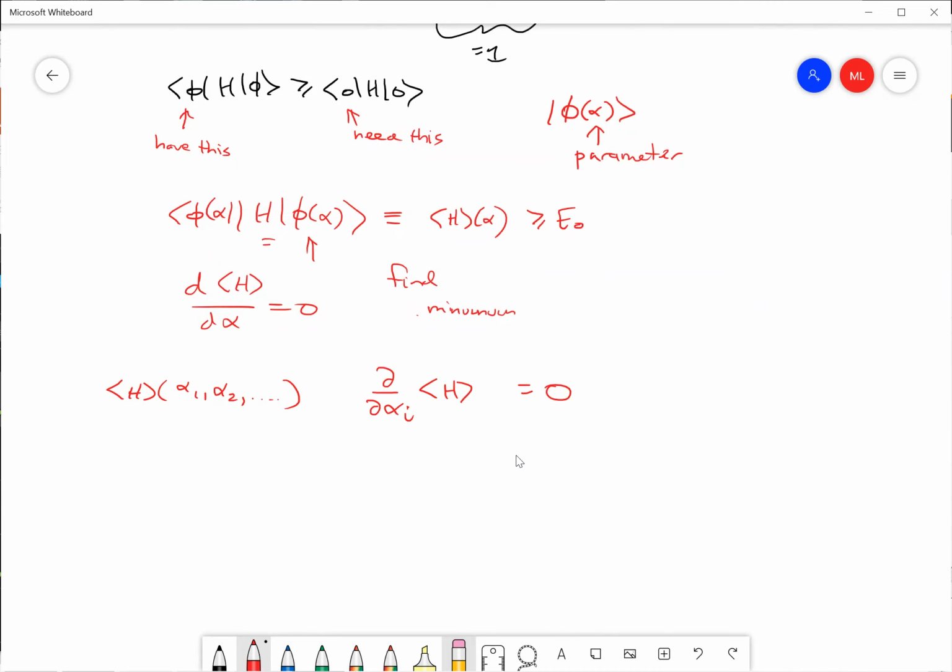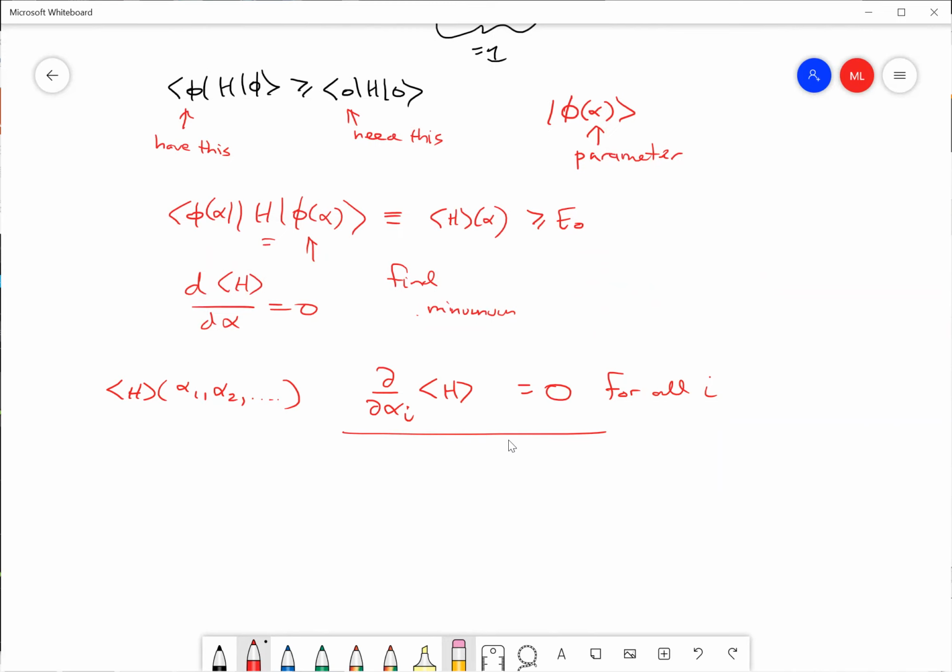So you'd have to just make sure the derivatives vanish for all parameters. But you can do that. You do the first derivative test, and then you just make sure it's a minimum, and then you plug in that value of alpha, right?